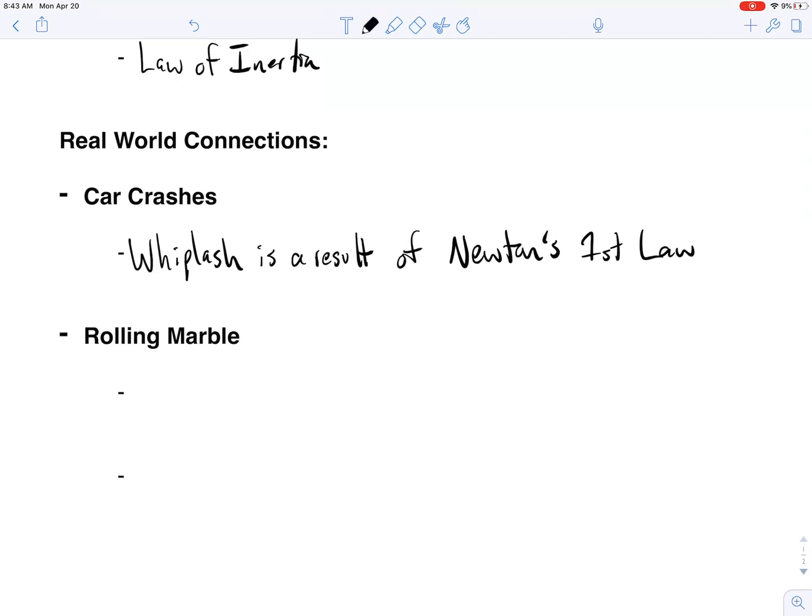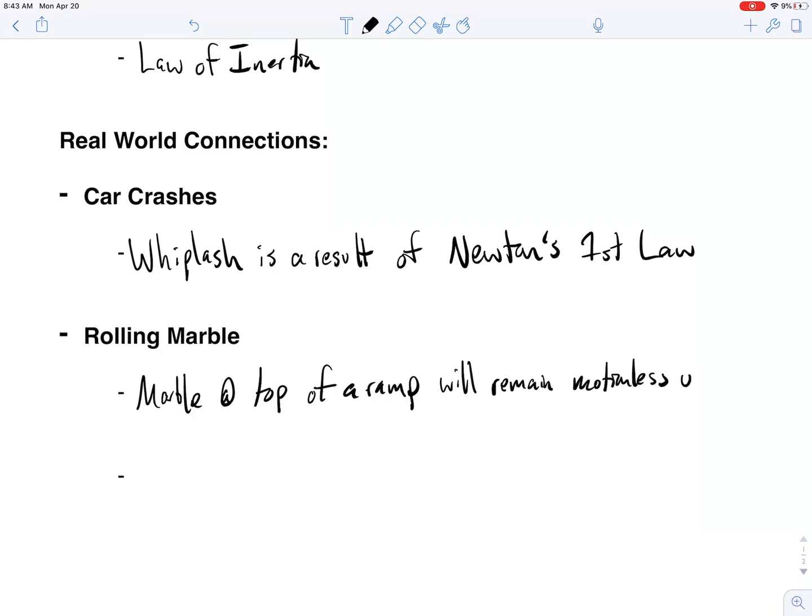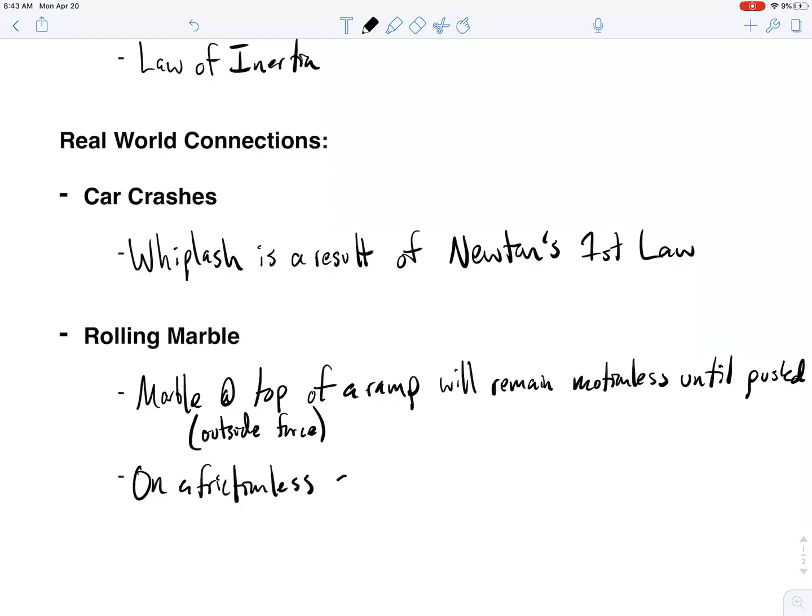Car crash, whiplash is one of them. And then the rolling marble example is kind of interesting, and this is how Newton wrapped his mind around it. He imagined that a marble at the top of a ramp will remain motionless until pushed. And that would be the outside force we're talking about, right? So that marble would just sit at the top of the ramp forever until you give it a little push to roll it over the edge.